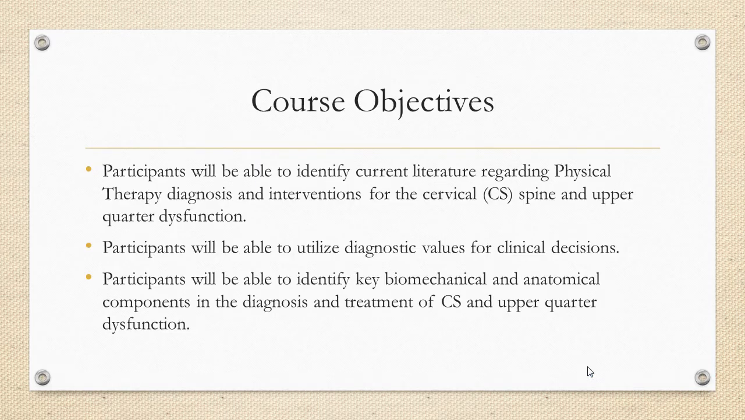With today's presentation, the course objectives are as follows. Participants will be able to identify current literature regarding physical therapy diagnosis and interventions for cervical spine and upper quarter dysfunction. Participants will be able to utilize diagnostic values for clinical decisions. And participants will be able to identify key biomechanical and anatomical components in the diagnosis and treatment of cervical spine and upper quarter dysfunction.